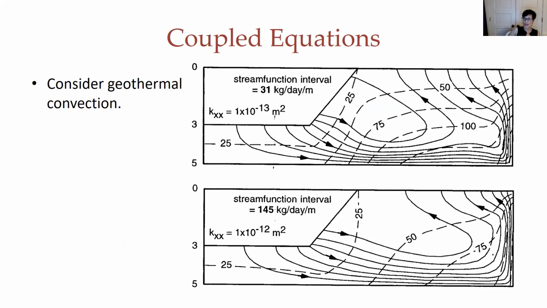All right, and now let's think about coupled equations, where basically you have an equation where some parameter changes with time. So you're going to have to update that. But the reason it's changing is because you have a whole other governing equation that you're solving at the same time. And the two equations are coupled together. All right, so this is an example of that, geothermal convection.